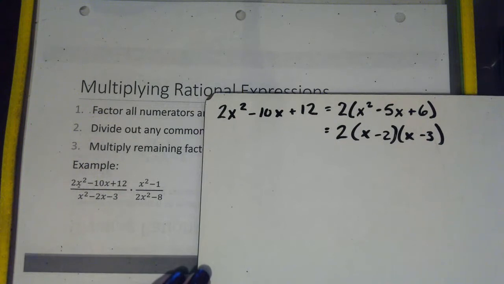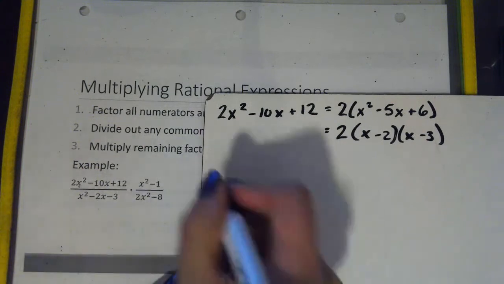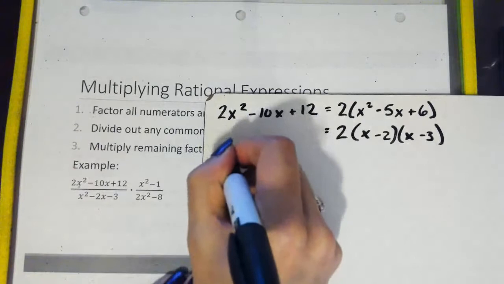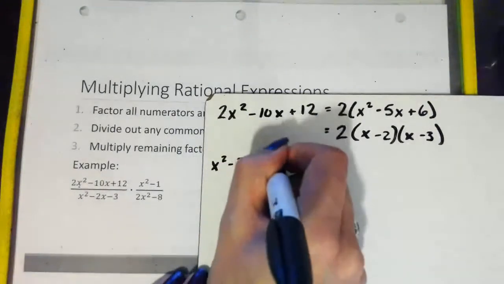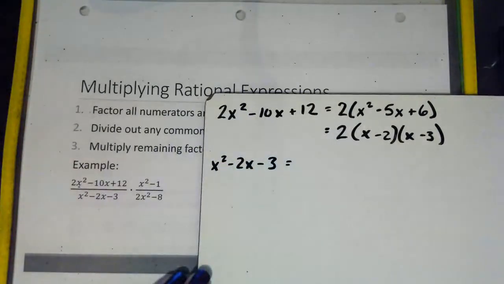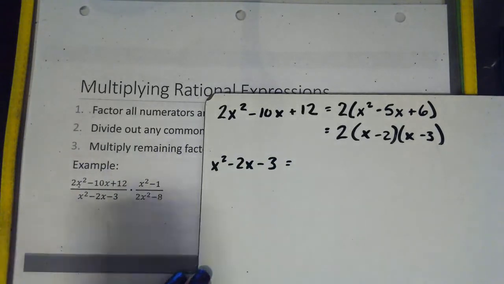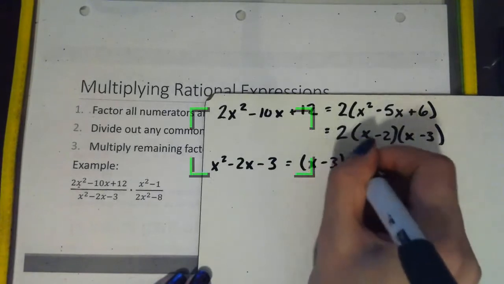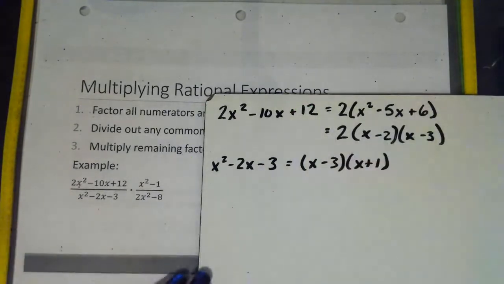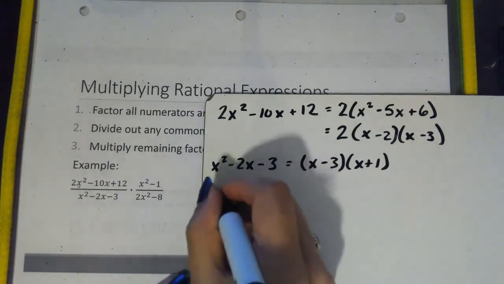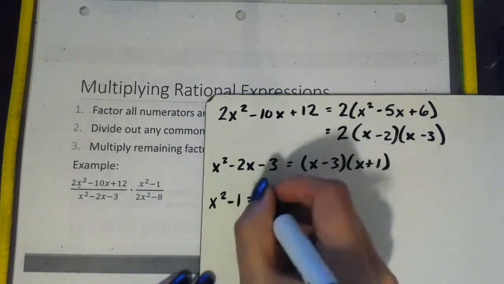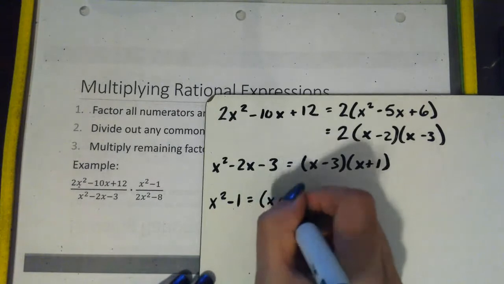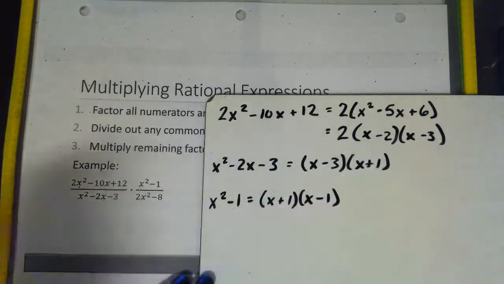So that's my first numerator. My first denominator is x squared minus 2x minus 3. That's a trinomial. My greatest common factor is just 1, so I don't do anything there. But I can factor it into x minus 3 times x plus 1. My second numerator is x squared minus 1, which is a difference of squares. It factors into x plus 1 times x minus 1.